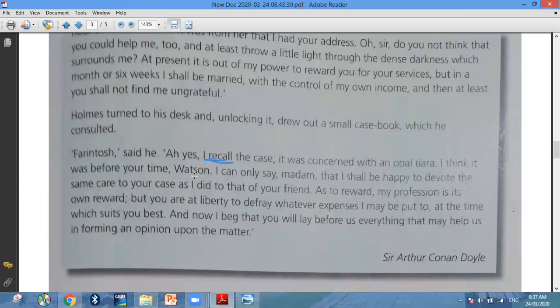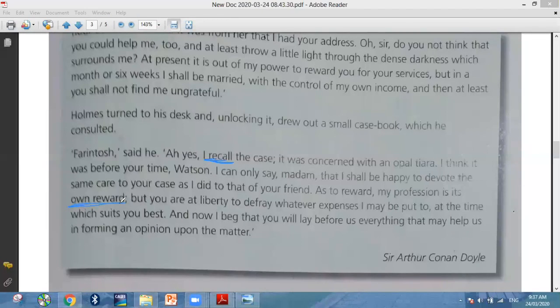I think it was before your time, before he appointed Watson as his assistant. "I can only say, madam, that I shall be happy to devote the same care to your case as I did to that of your friend. As to reward, my profession is its own reward." So he enjoys what he's doing. "But you are at liberty to defray, meaning to pay, whatever expenses I may be put to, at the time which suits you best. And now I beg that you will lay before us, meaning tell us, everything that may help us in forming an opinion upon the matter."